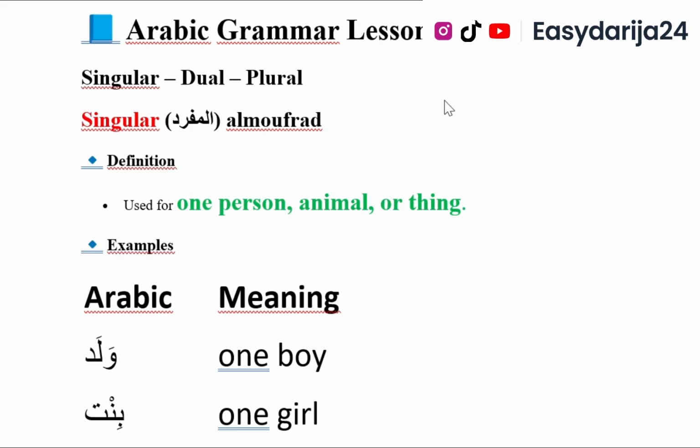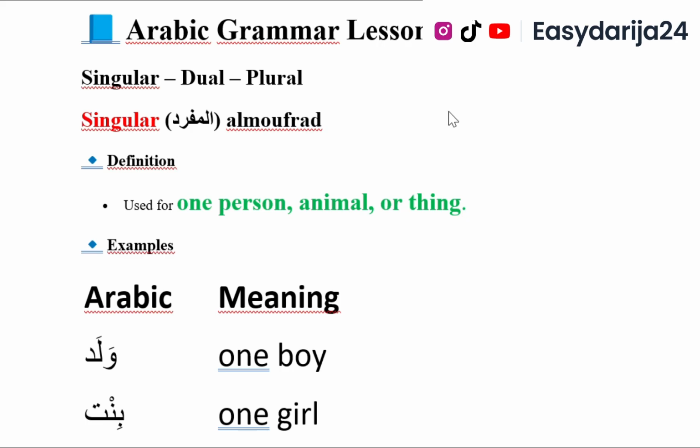So in Arabic language, we don't have only singular and plural. We have something called dual. Okay. So dual, we use it when we talk about two people. So let's begin with singular. Singular is called al-mufrad.